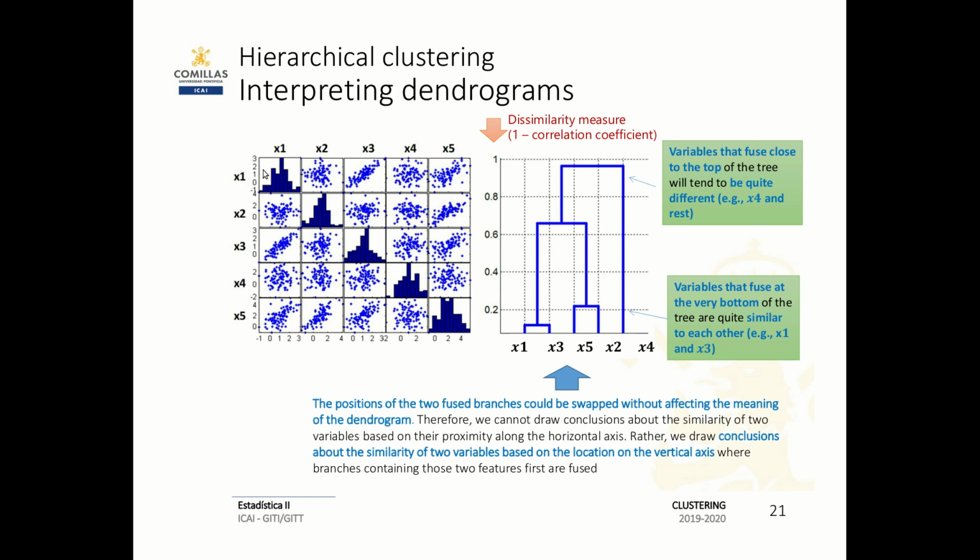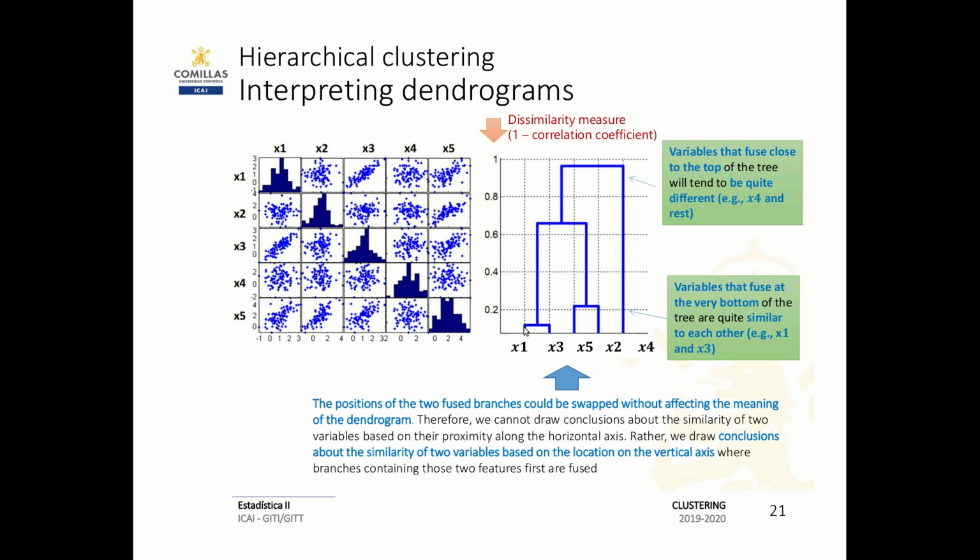We can see here that x1 and x3 are very much correlated, and the same for x2, x5. So the dissimilarity is 1 minus the correlation coefficient. So the higher the correlation, the smaller this dissimilarity measure will be. So we look for all possible pairs, which are the two that are closer to each other. And in this case it is x1, x3 that are very much correlated, so the dissimilarity is small.